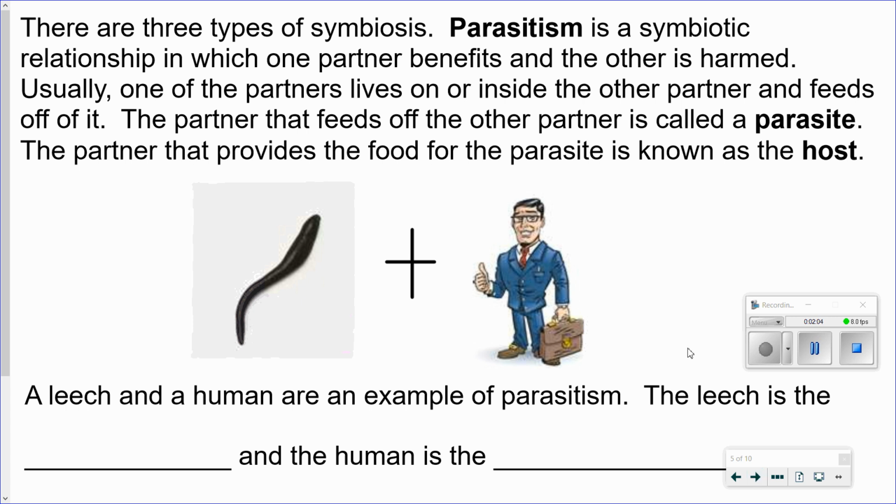So let's consider this example here, and we'll fill in the answers tomorrow, but you're going to try this at home. A leech and a human are an example of parasitism. The leech is the blank, and the human is the blank. So I want you to try at home, and of course, to put the video on pause to do this, is to figure out whether the leech is the parasite or the host, and whether the human is the parasite or the host. So put the video on pause now so you can jot down your answer. All right, let's continue.